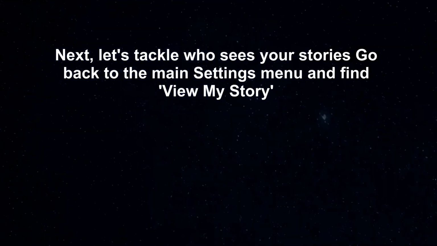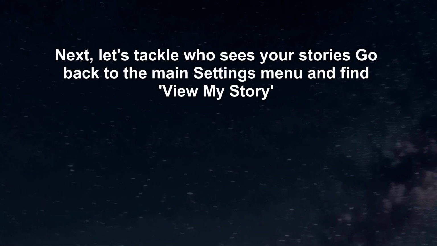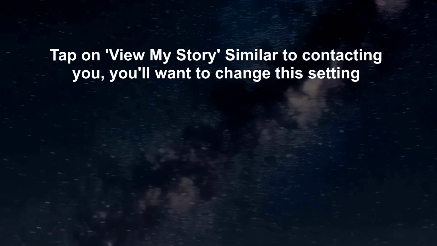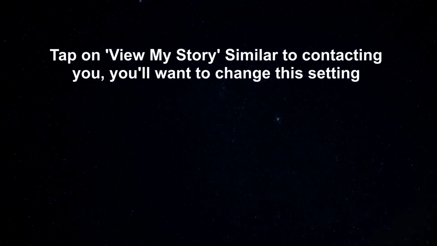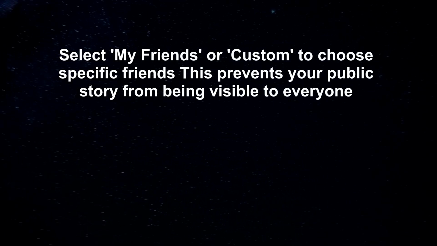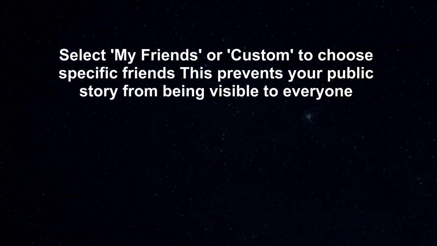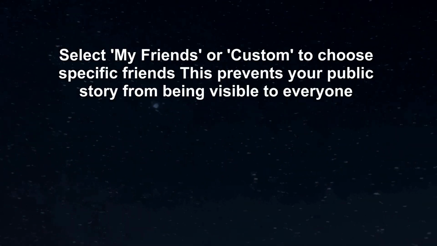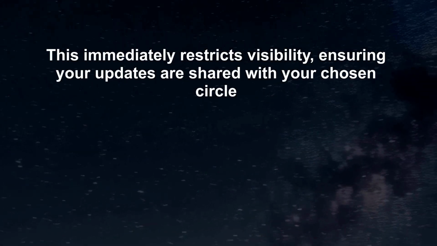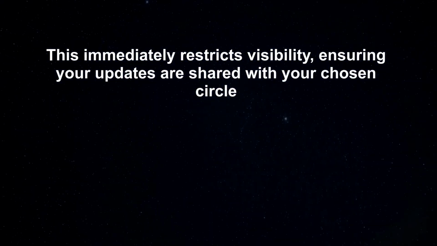Next, let's tackle who sees your stories. Go back to the main settings menu and find View My Story. Tap on View My Story. Similar to contacting you, you'll want to change this setting. Select My Friends or Custom to choose specific friends. This prevents your public story from being visible to everyone. This immediately restricts visibility, ensuring your updates are shared with your chosen circle.